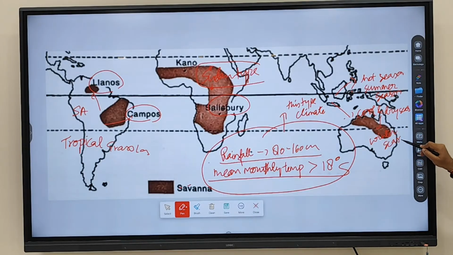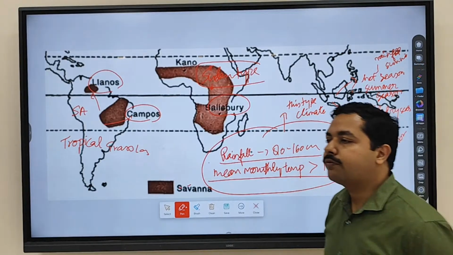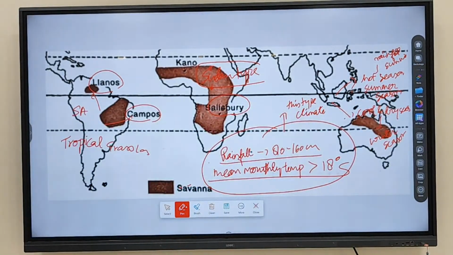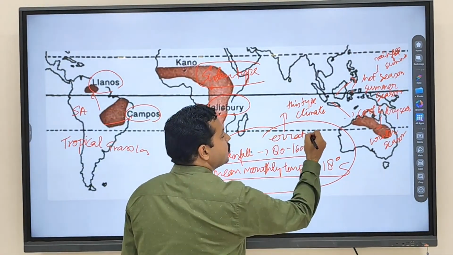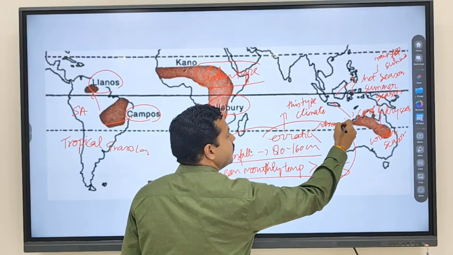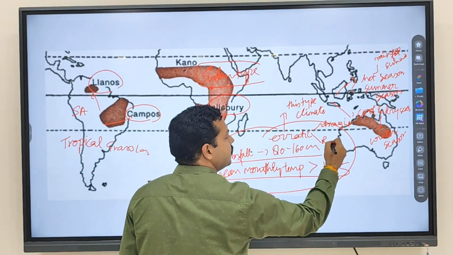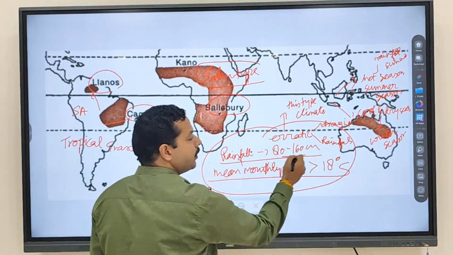Fine. The rainfall happens in summer. Clear? Whatever rainfall will happen, this rainfall will happen in the summer season only. There will be no rainfall in the winter season. The rainfall is not very high, as we discussed, 80 to 160 centimeters, and that's why it is very erratic. So sometimes you might see a drought in this region, and sometimes you'll see rainfall also in this region, because variation in rainfall is huge.